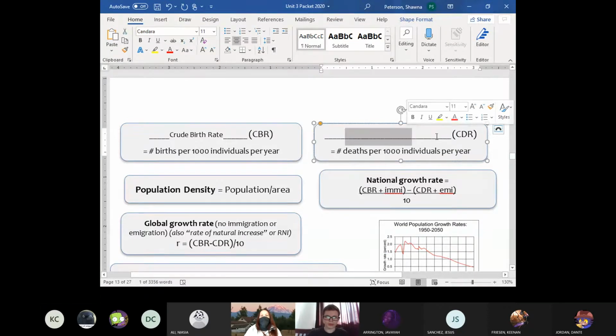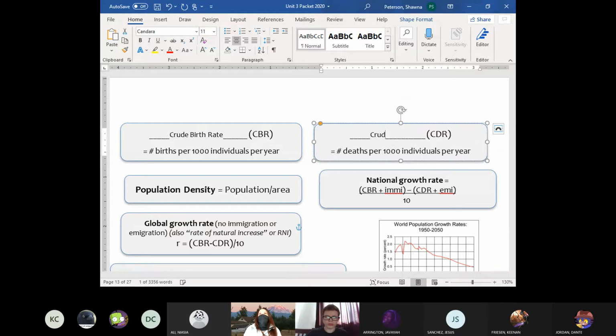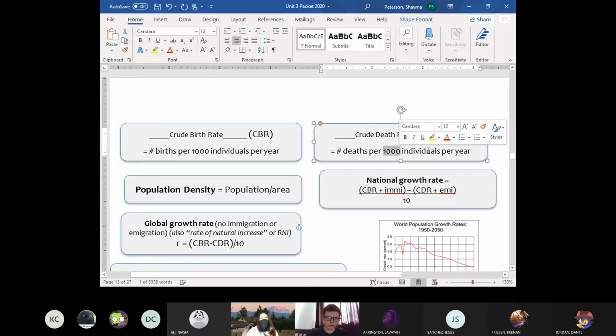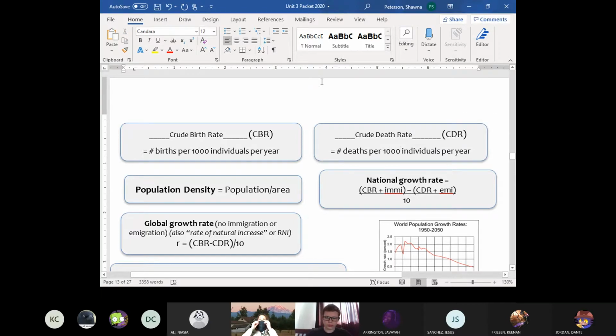And then CDR is crude death rate. So rather than just death rate or birth rate, when the word crude is involved, it typically means number of deaths per 1,000. It's just kind of like the official term. So let me get that out of the way.